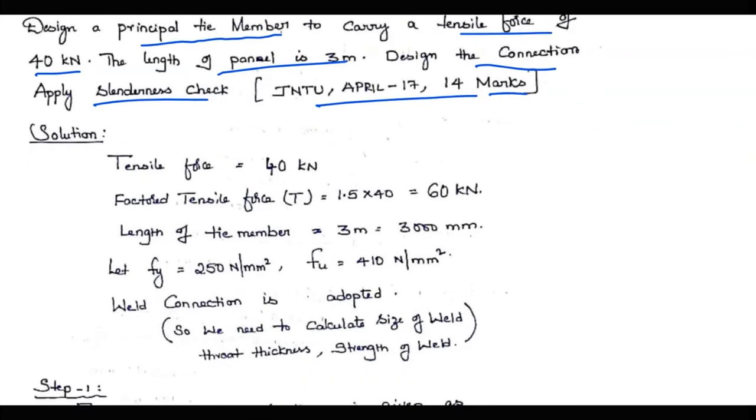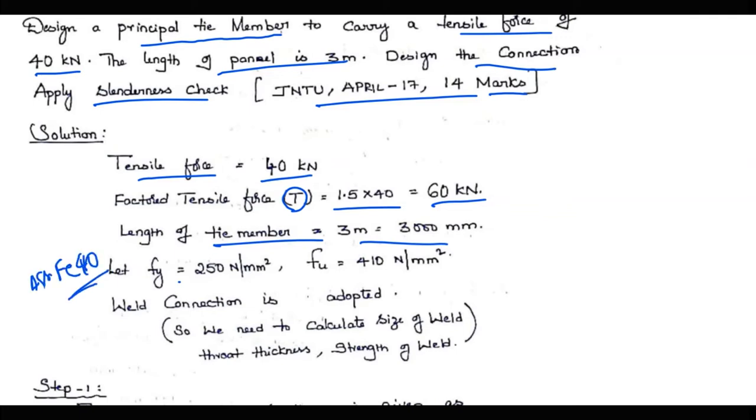So let me write the given data. 40 kilonewton is the tensile force. I have calculated the factored tensile force by multiplying with the load factor 1.5. So you get 60 kilonewton. And we know that length is 3 meter, that is 3000 mm. And it is not given what is the grade of steel. Therefore, assume Fe410 is the grade of steel.